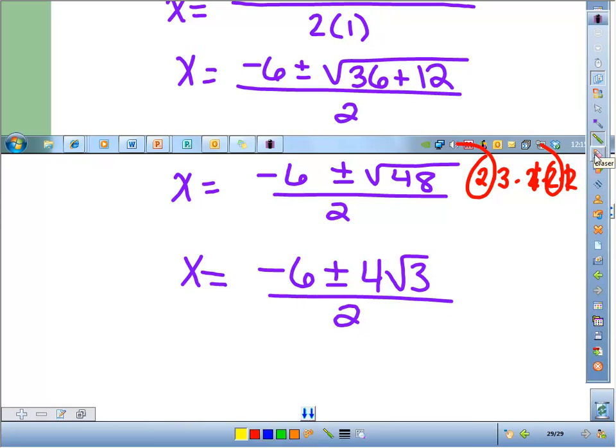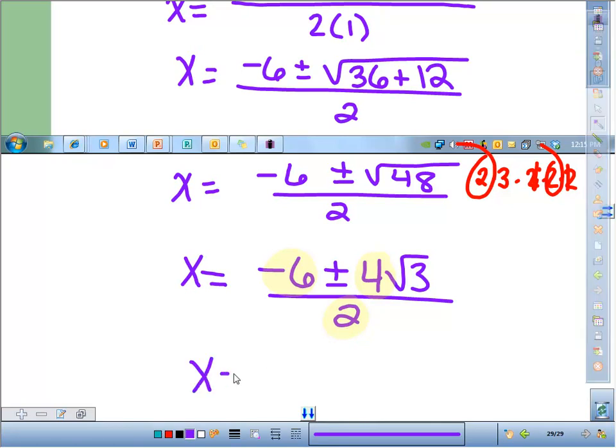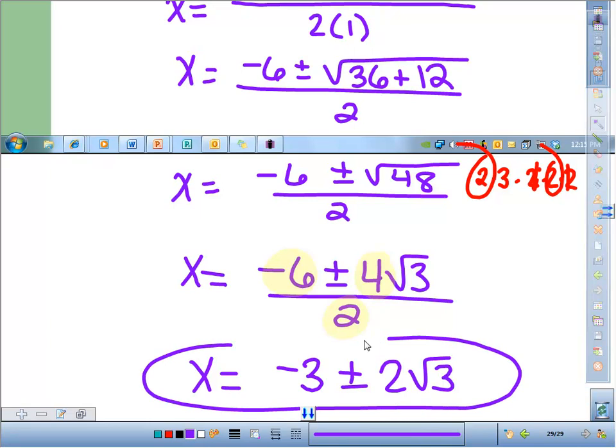Now we have to decide if we can reduce this fraction. So we look at the numbers. We got negative 6, we have 4, and we have 2. Is there a number that goes into all 3 of those numbers evenly? 2. So we have negative 3 plus or minus 2 square root of 3 over 1. Do I need to put over 1? No. There's my answers.